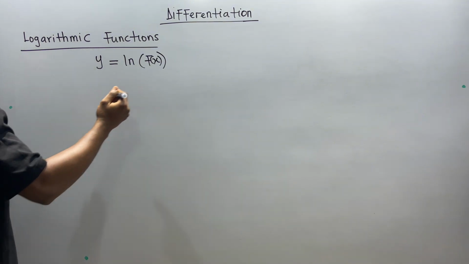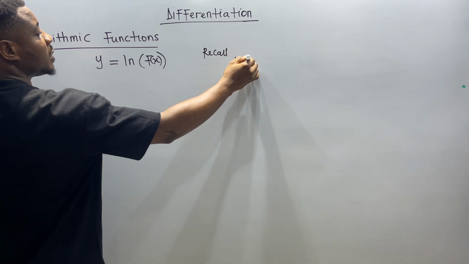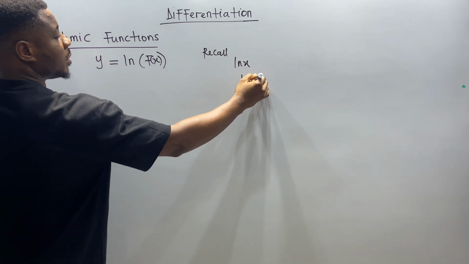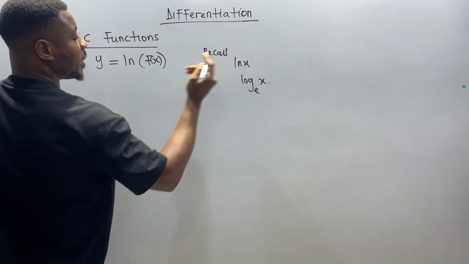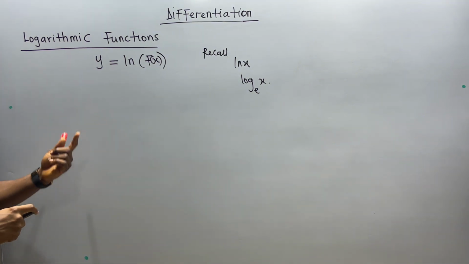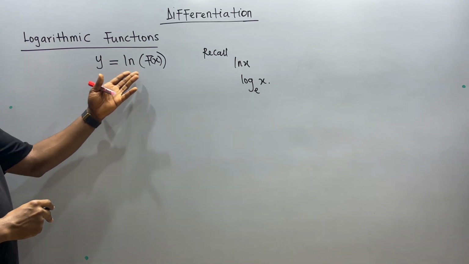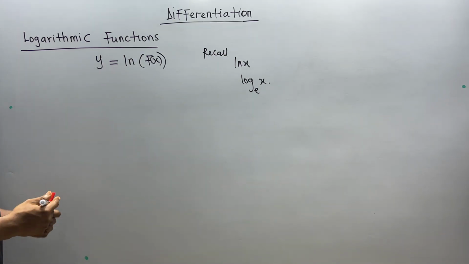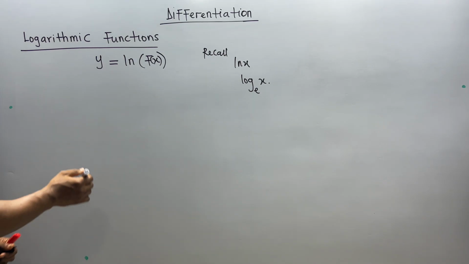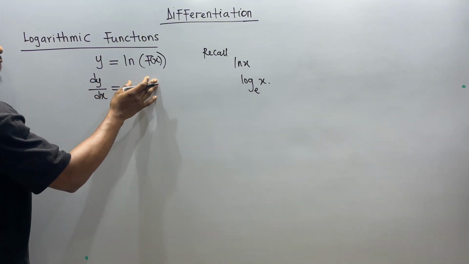Remember that ln x is the same as log to base e of x. This is called the natural logarithm. Now when I have y equals ln of a function, how do we find the derivative of the function? It's very easy. How do I get dy over dx?